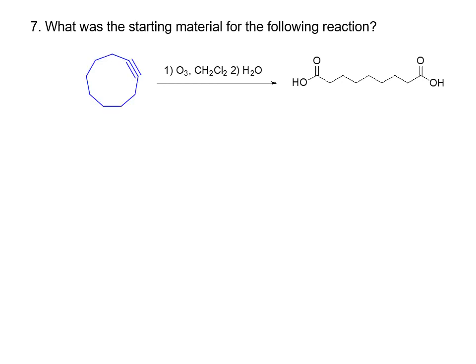So if we count the total number of carbons in this dicarboxylic acid, there are a total of 9 carbons. And that means that the starting material was a 9-membered ring with a triple bond, or cyclononyne. So that's a relatively simple question. If you know what the reagent does and how to work the problem backwards, then that's a relatively simple question. And this completes Chapter 10 exercises.